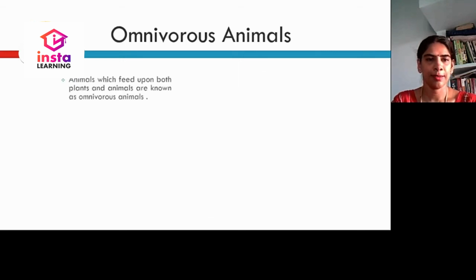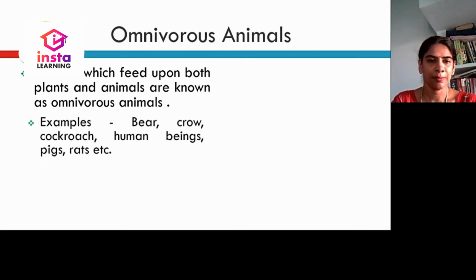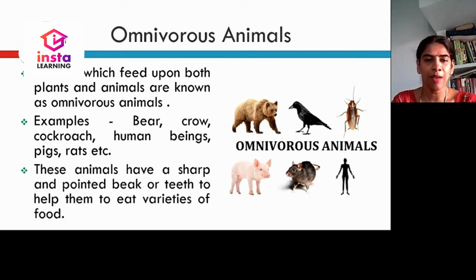Omnivorous animals. These animals feed upon plants as well as animals and are known as omnivorous animals. It includes bear, crow, cockroach, human beings, pigs, rats, etc. These animals have sharp pointed beaks or teeth which help them to eat a variety of food.